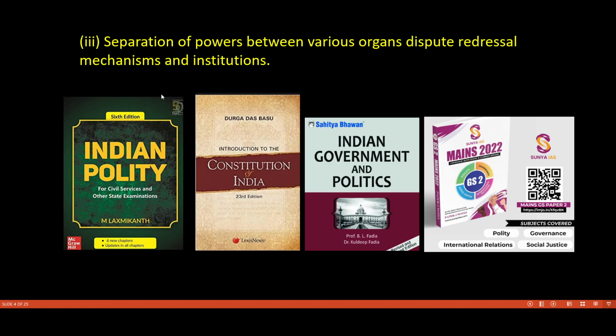Separation of power between various organs, dispute redressal mechanism and institution. So the questions related to CAG, Election Commission, judiciary, executive, parliament, everything has been asked in the examination. And for the basics of these topics, the book list remains the same. It is Indian Polity by M. Lakshmikant. D.D. Basu you don't have to refer. Fadia, it is given in these books.